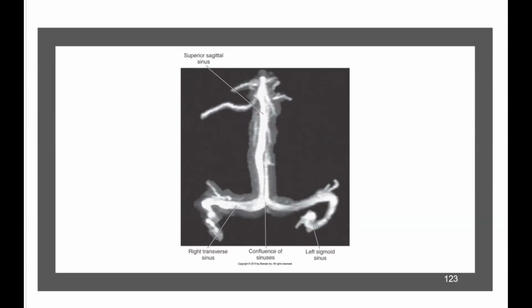All right, so this is cut out. So we cut it out. So everything else is removed. So you can see your superior sagittal sinus. So the inferior sagittal is kind of on top of it. Here's your confluence of where it all comes together, your right transverse and your left sigmoid.